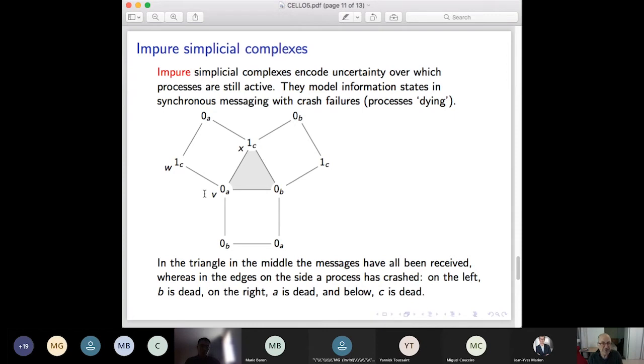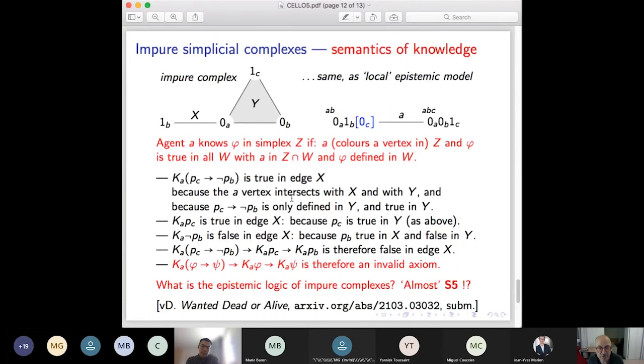So this models uncertainty over whether a process has crashed, which would be the case here, or whether it has not crashed, which is still the case here. On such a system, you can again consider defining a logic of knowledge, and this is what I've done in recent work called Wanted, Dead or Alive. I'd like to choose titles that are catchy.